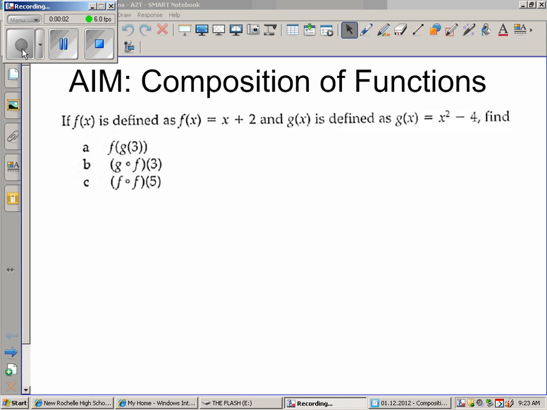Today we're talking about composition of functions.